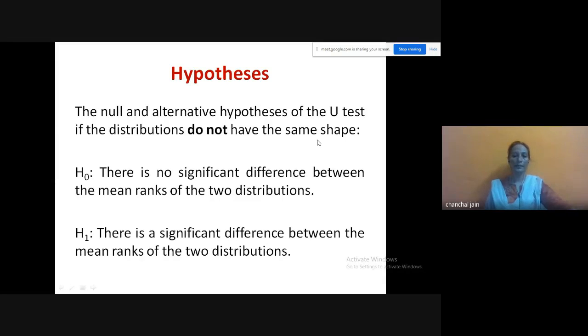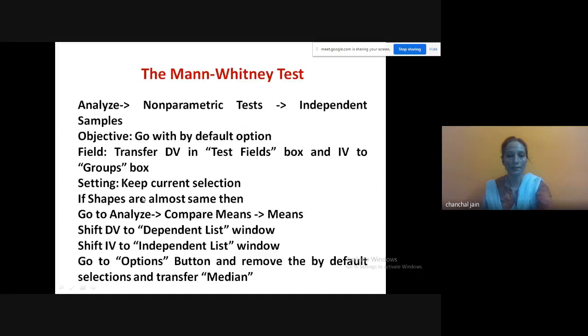Or when the shapes are not the same, then you will say that there is no significant difference between the mean ranks of two distributions, or alternatively you can say there is a significant difference between the mean ranks of two distributions. So your hypothesis will depend upon the shape of the distribution. According to the shape of the distribution, you will change this term, either it would be mean ranks or it would be medians. So this is the case.